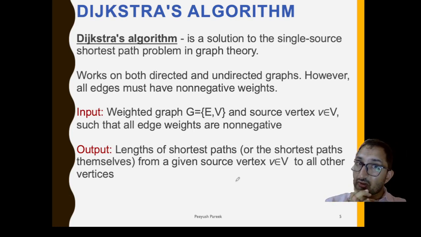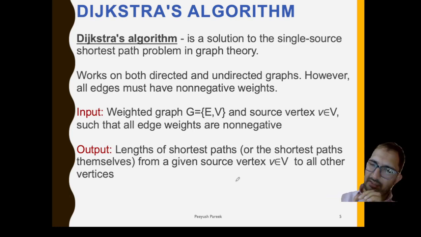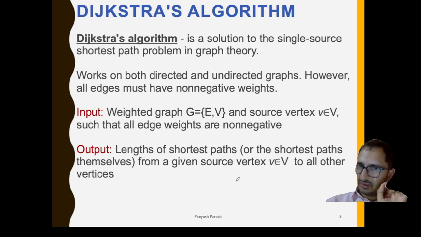So what the Dijkstra algorithm actually is, it is for finding the shortest path in graph theory. What are the basic things it can work on? It can work on both directed and undirected graphs, which means with direction and without direction. All the edges should have non-negative weight. It means there must not be a negative weight. What input do we provide to the algorithm? We provide the graph with the edges and the vertices, and the source vertex, where all the edge weights are non-negative. What will be the output? It will give us the path from source to the destination with the vertices.